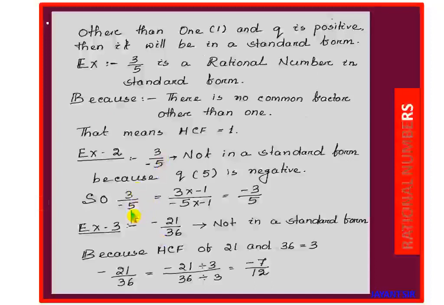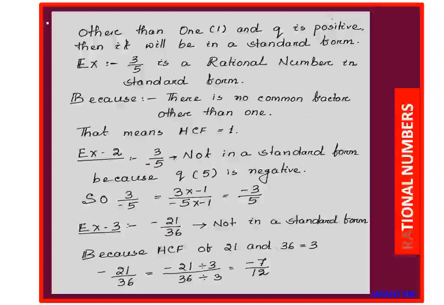Look here, 3 by minus 5 can be written as 3 by minus 5 times minus 1 by minus 1. So minus times minus is plus, and here we get minus 3 by 5. So it is in the standard form, but it was not in the standard form before. Now minus 3 by 5 is in the standard form, but 3 by minus 5 is not in a standard form.